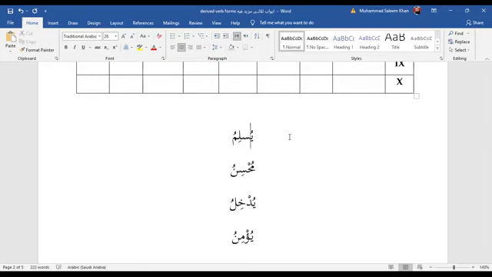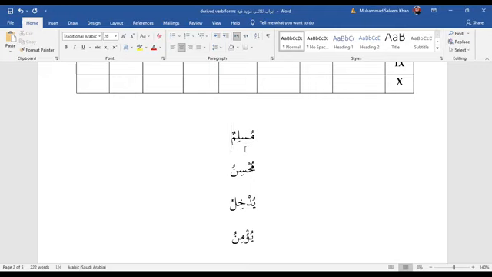So now if we look at yuslimu, and if we want to make ismul fa'il, the doer, what do we have to do? First, we remove the sign of mudari. Then we put mim with dhamma. And then in the end, we change it to tanween, because we know that a noun carries a tanween. It becomes muslimun. So what's the meaning of Muslim? The one who surrenders, submits his will to the will of Allah subhanahu wa ta'ala and to the will of Sharia.